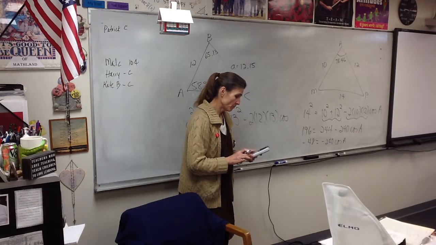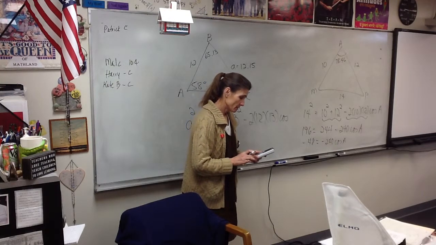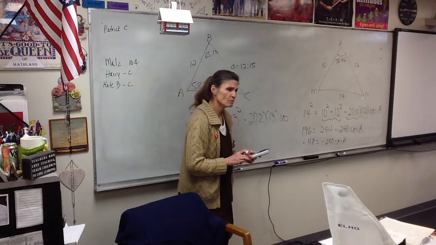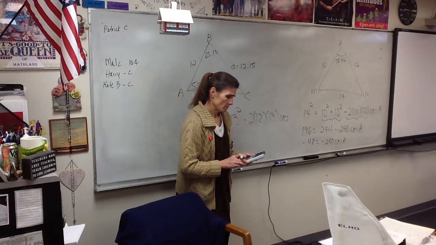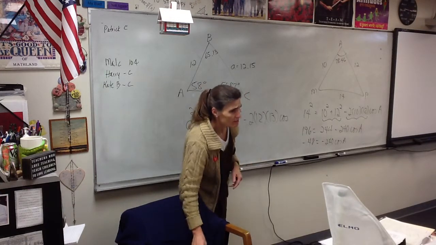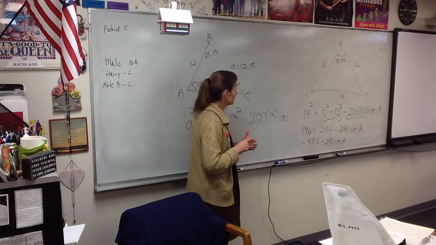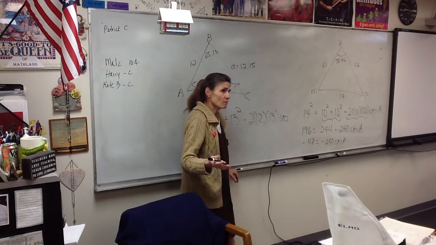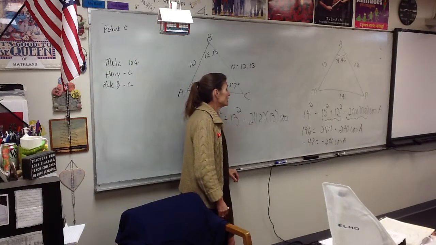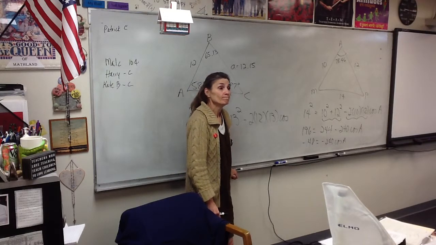Did you get 0.2 for your cosine? Yeah. All right, second cosine 0.2. You should get 78.46, don't you? Did anybody else get 78.46? Okay. Now where do we go from here?